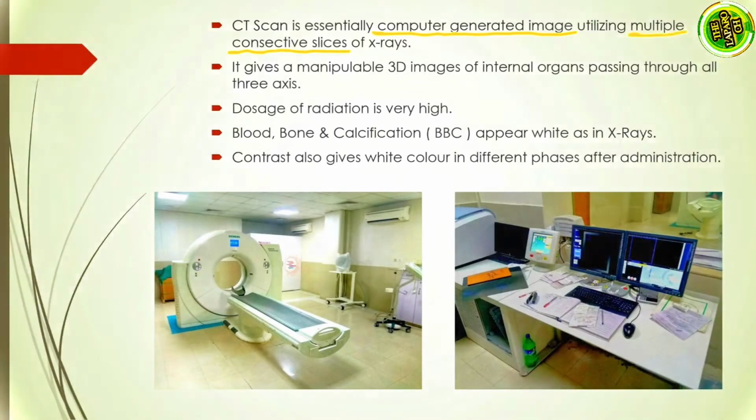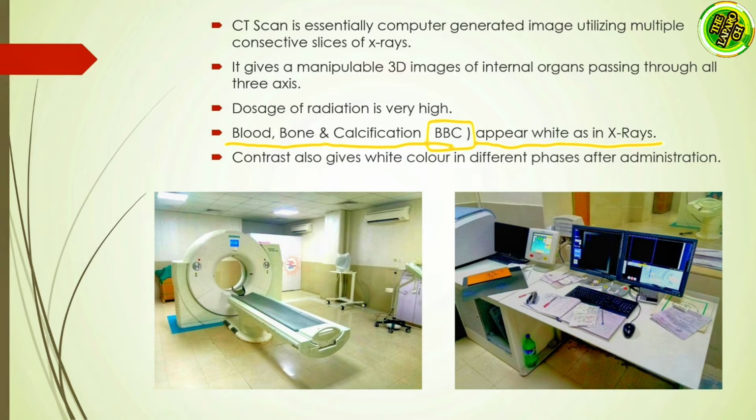CT scan is a computer processed multi-sliced X-ray where multiple images are produced and they are stacked over one another and then the computer regenerates them to make an image. The best thing about CT scan is that we can move about the images as virtual objects. The dosage of X-rays required is very high and can cause cancers. Blood, bone and calcification, all three appear as white objects on the X-rays. It can be remembered as a mnemonic BBC.